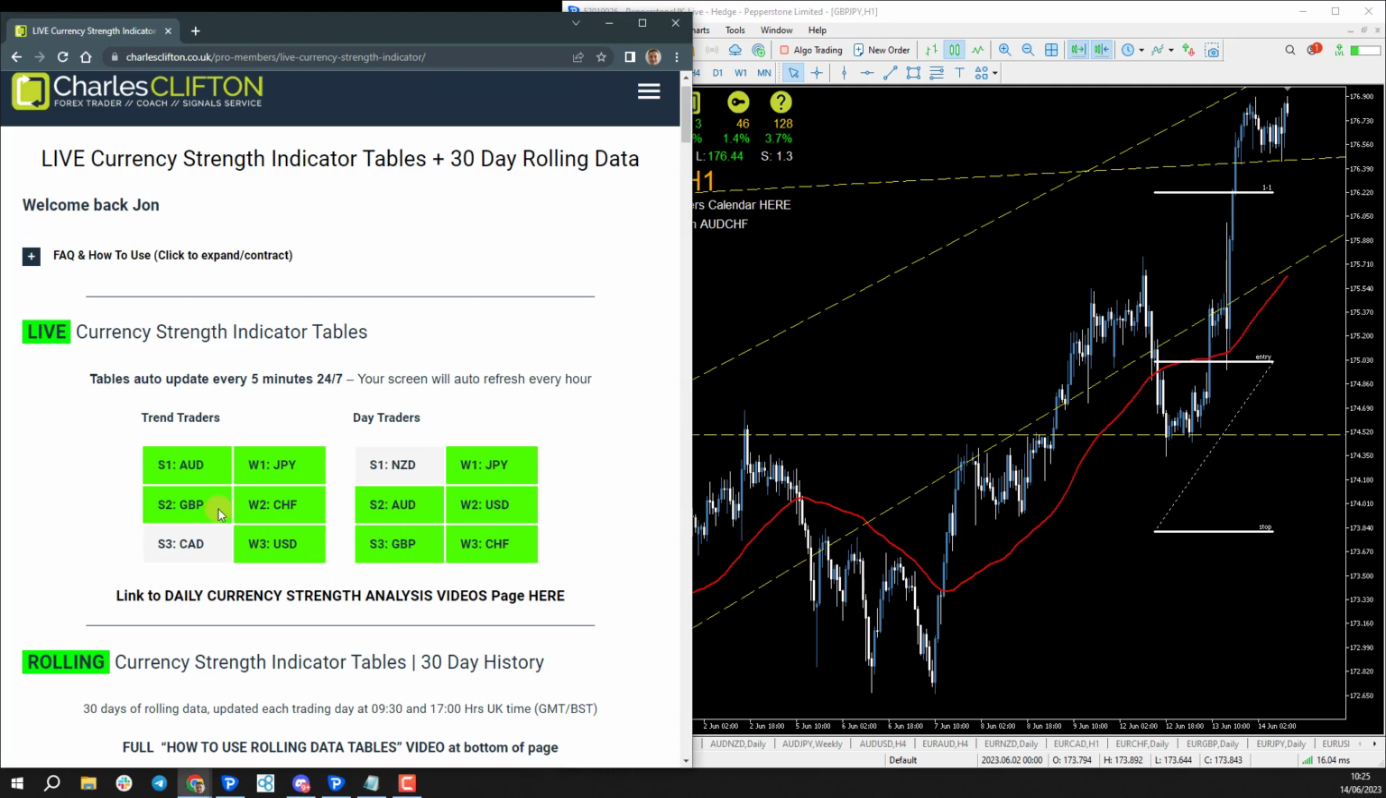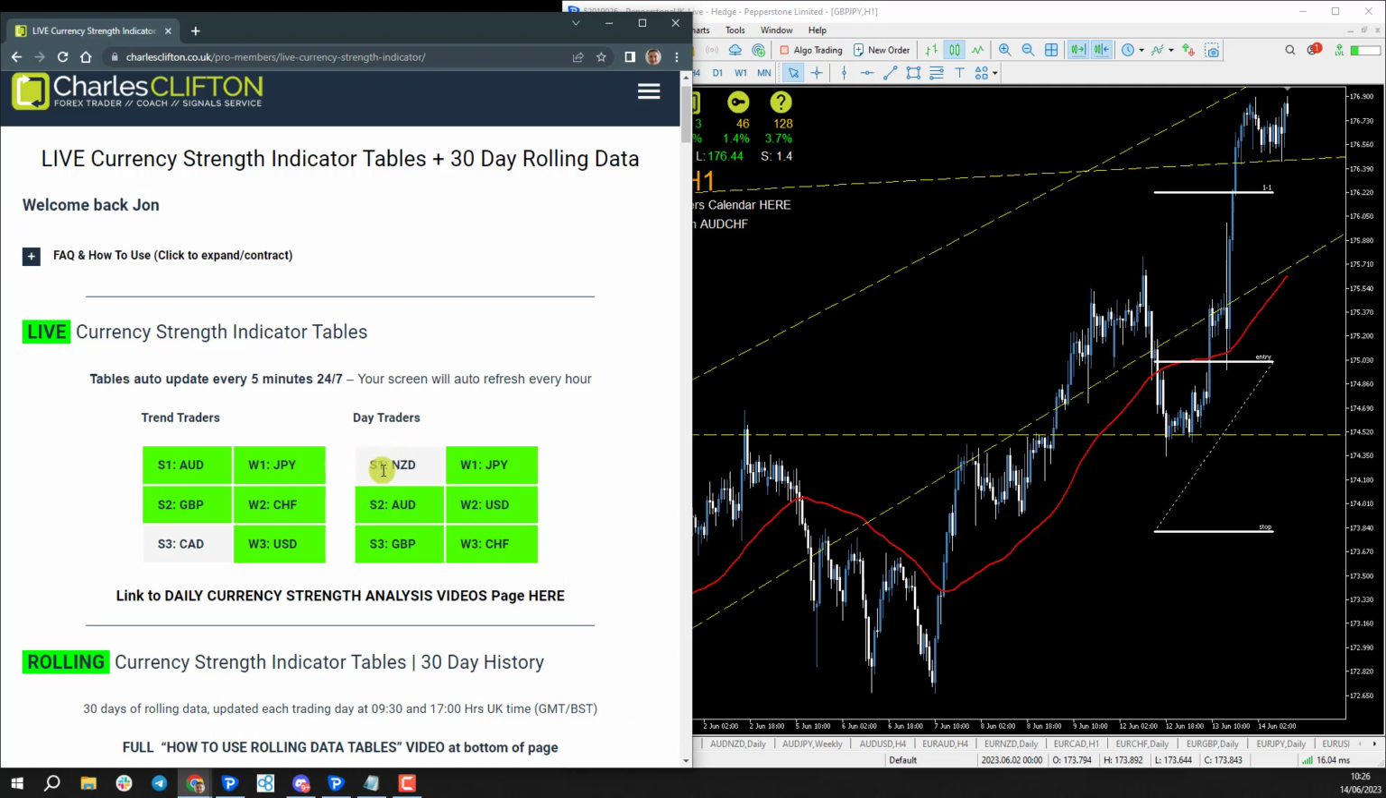Here you can see we have our live currency strength indicator tables in front of us, and today we've actually got quite a lot of currencies that have appeared on the table. We've still got Oz and Pound as our stronger currencies at the moment, and we still have Yen and Swiss on the weak side, but we can see that the US dollar has now appeared on the weak side, and the Australian dollar has now removed itself from the top spot of the day traders and has been replaced with the New Zealand dollar as well.